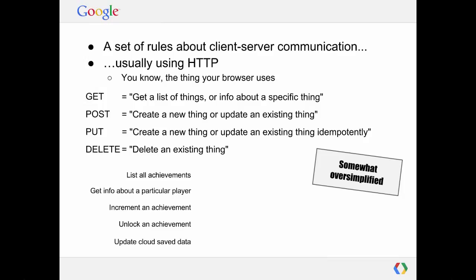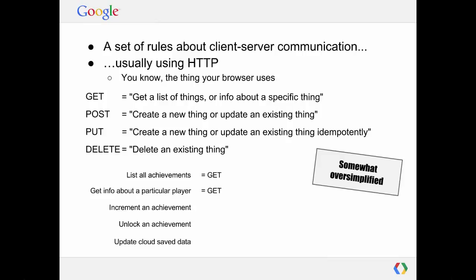So it's time for a little pop quiz. Here's a bunch of calls we're going to make to the service. See if you can guess what types of calls these would be. So listing all achievements, well, that is simply querying the service and getting back some data, so that's a GET call. Getting information about a particular player, well, that's also a GET call. A giveaway might be the fact that we use the word GET right there on the left, so keep that in mind.